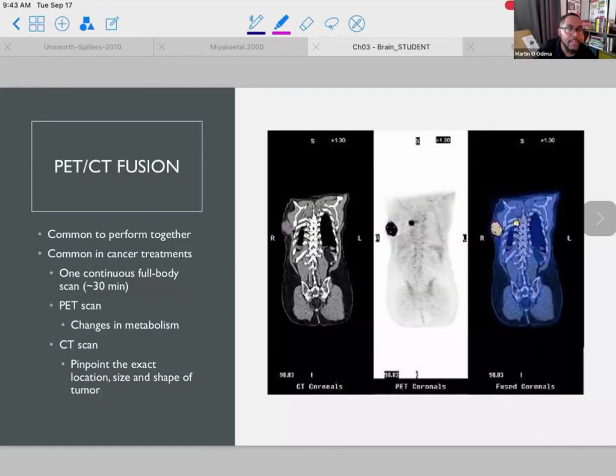Comparing the PET and CT scans, they are often performed together, and that can be common for cancer treatments. One continuous full body scan can take about 30 minutes. The PET scan looks at changes in metabolism, versus a CT scan, which can pinpoint the exact location, size, and shape of a tumor.